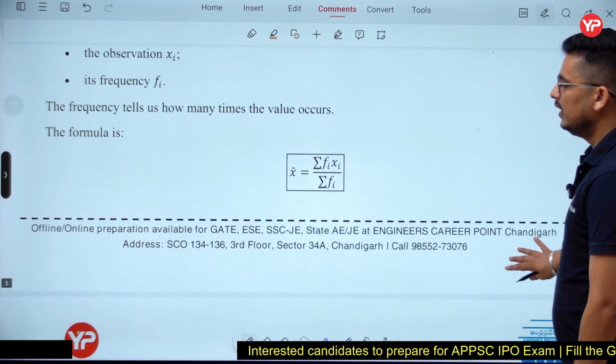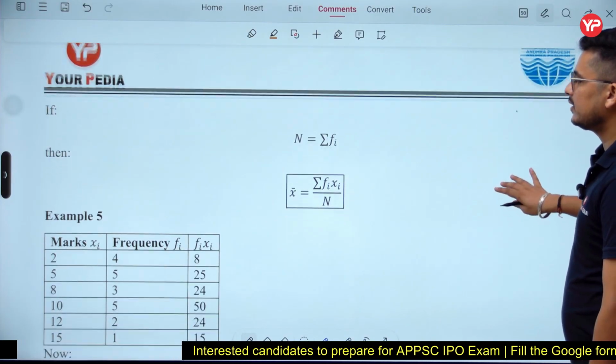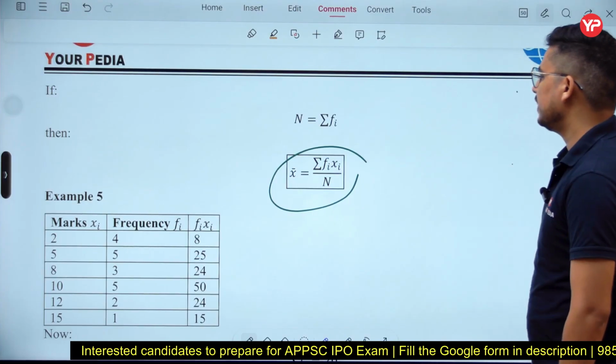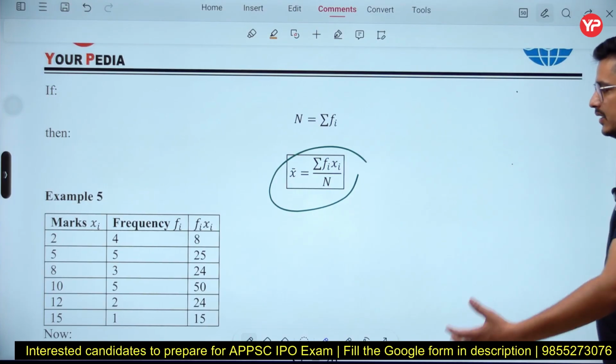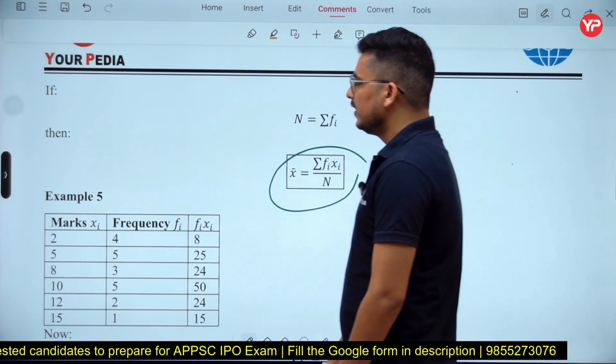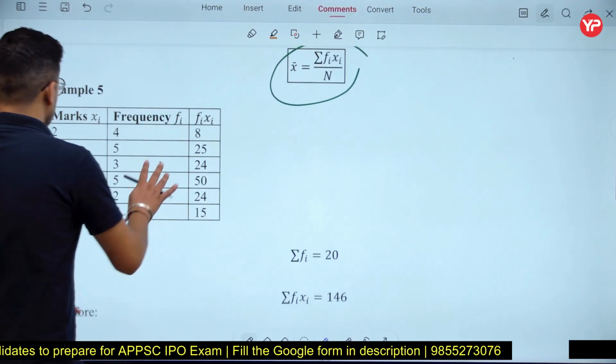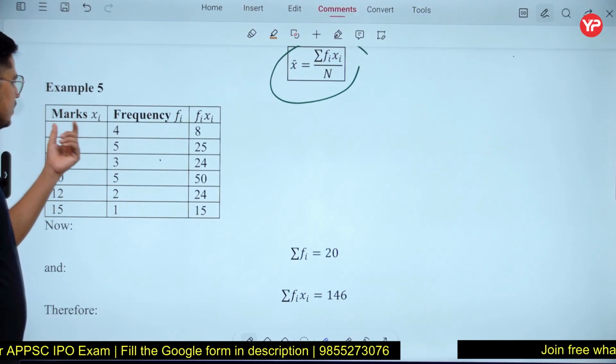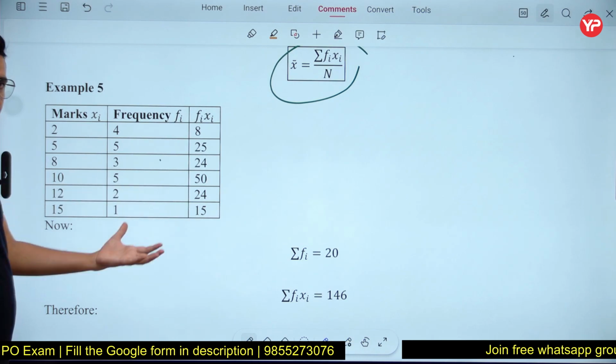It means what? Inside that data, this is the formula: x bar is equal to the summation of fi xi divided by n. In the frequency table, we already discussed that, right? How we can represent it: basically you have observations given in this table. Forget about this one, later on we will discuss it.